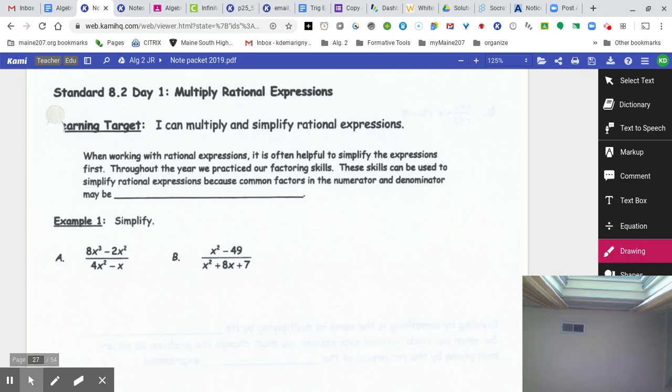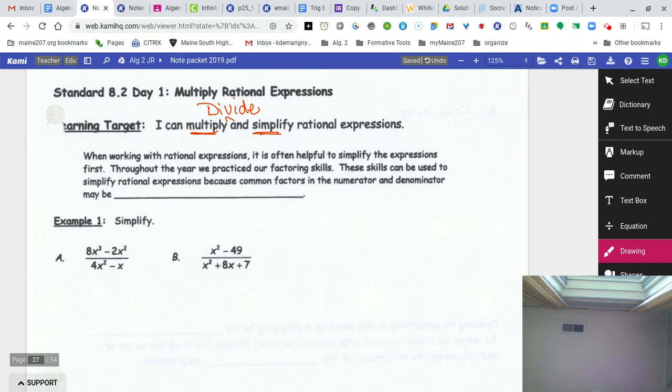I wanted to go ahead and get started with section 8.2, multiplying rational expressions. We'll do this pretty quickly and give you a chance to do a little practice. Our target is that you can multiply and simplify rational expressions. So we're going to be looking at some fractions, and we want to be able to multiply them, divide them, and simplify them. We should say that divide is going to be in here also. So that's on the back page.